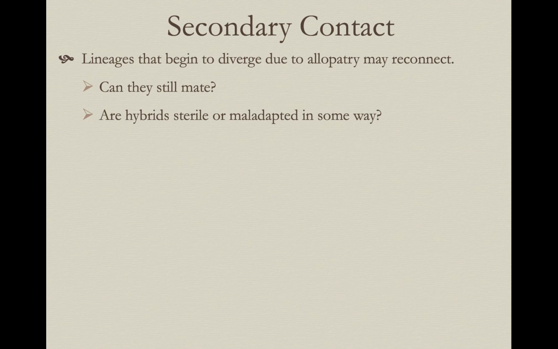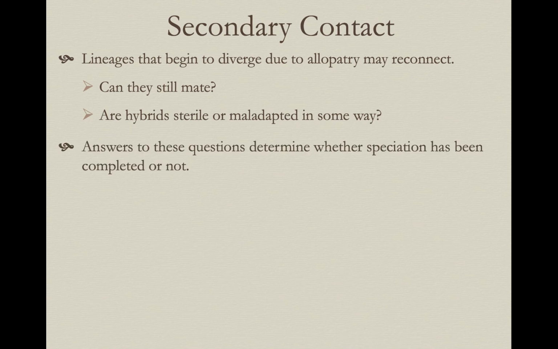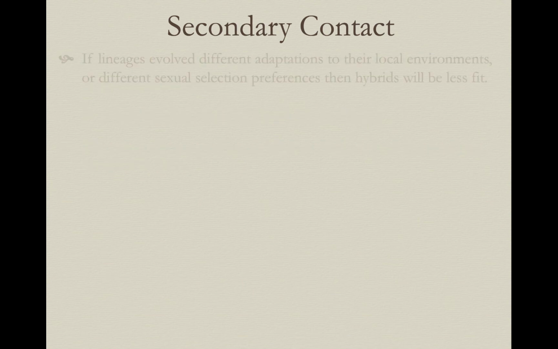If they can still mate, then we have to look at the fate of their hybrid individuals. Are they sterile or are they maladaptive in some ways? If that's the case, if it's significant enough, then you're still probably going to be maintaining those genetic distinctions that will keep them as separate species. But the answers to these questions really are going to determine whether we have formed new species and speciation has been completed, or if these populations are going to merge back together.